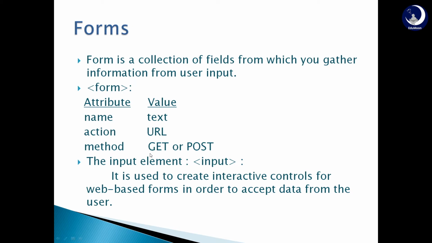Method. If it is set to get, then it appends the form data into the URL in name or value pairs. As a result, the details you have entered in the form are displayed in the URL. If you select post method, then the form data is not shown in the URL. This is because it appends the form data inside the body of a HTTP request. So, get method is used when we want to send non-sensitive information and post method when we are sending sensitive information over the web.